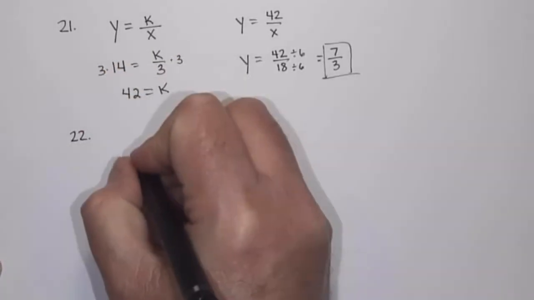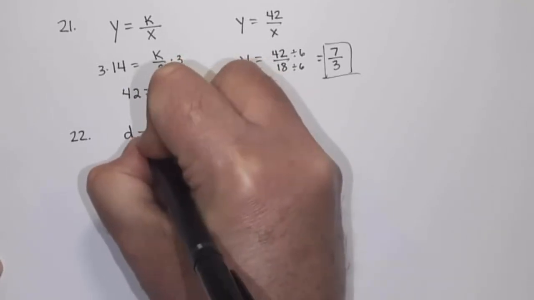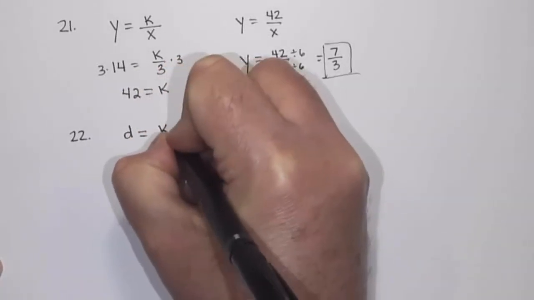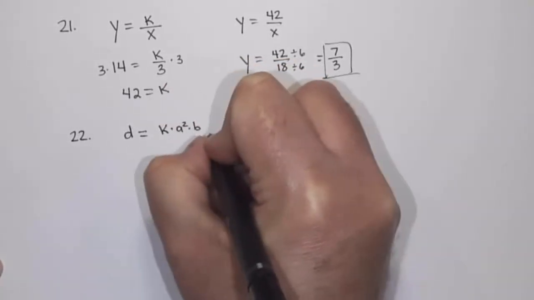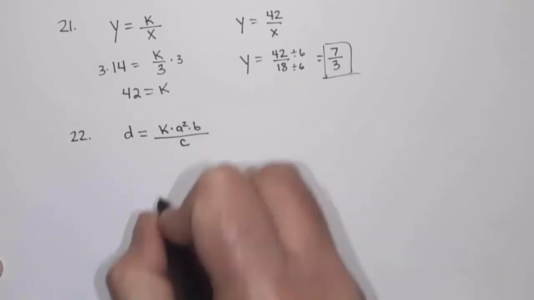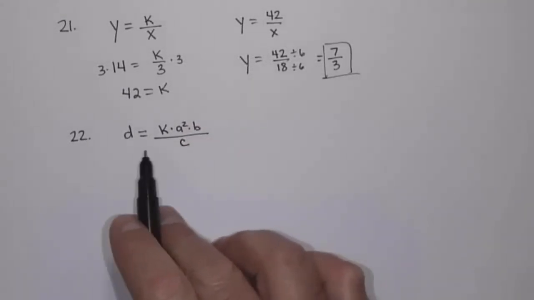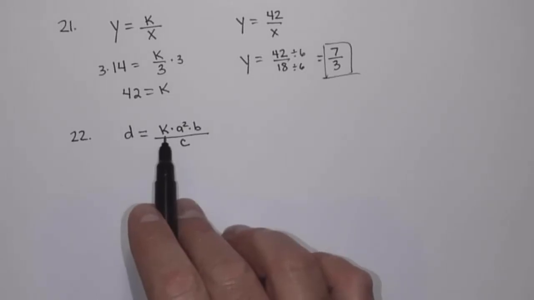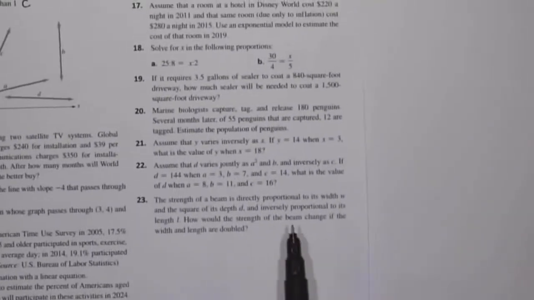We were told that d varies jointly as a squared and b. So d is going to equal some constant k times a squared times b. That's varying jointly. And it varies inversely as c, so c is going to be on the bottom. Okay? So we know we have this form. D equals some constant k times a squared times b divided by c.